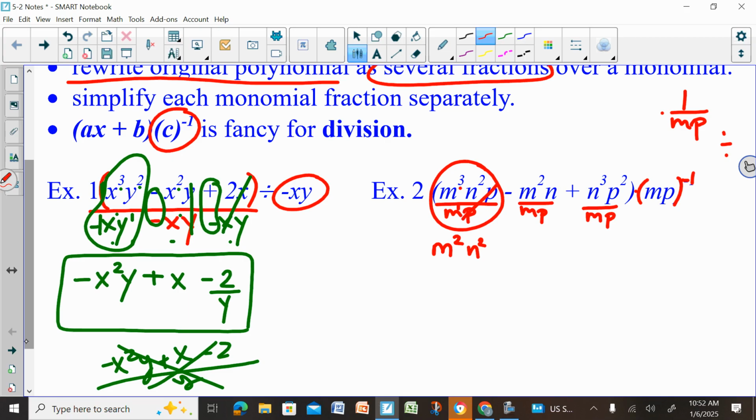mp. So again, the m to the second and m to the first leaves me with a negative m. There's no n's to simplify with. There's no p's to simplify with. So the n stays on top and the p stays in the bottom.